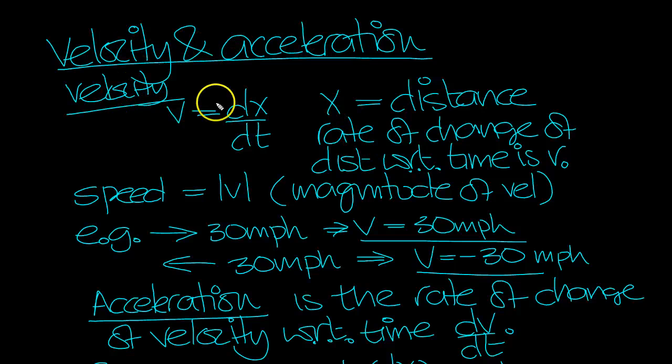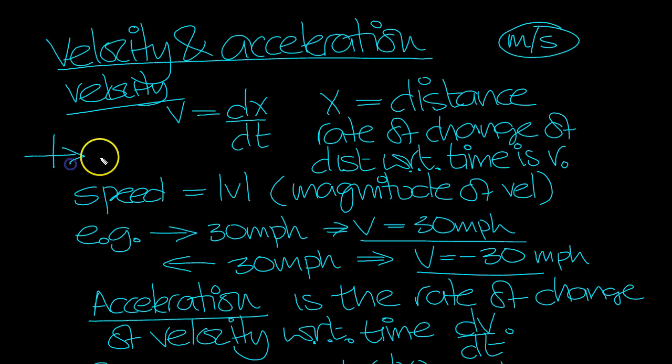Velocity and acceleration. The velocity is the rate of change of distance with respect to time. Often if we're doing distance in meters and time in seconds, velocity will be the rate of change of distance with respect to time, meters per second. And if x is a distance function as a function of time, then dx dt is the rate of change of distance with respect to time. Well, that's the velocity, isn't it? So v equals dx dt. The speed would be the magnitude of the velocity.